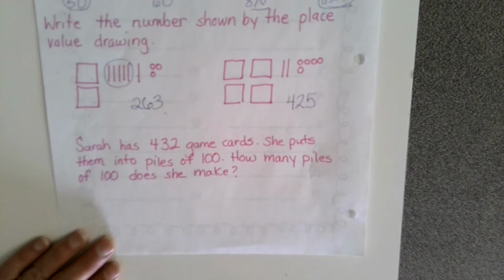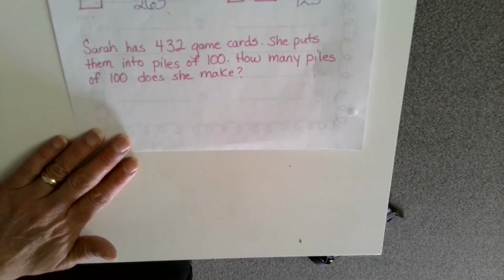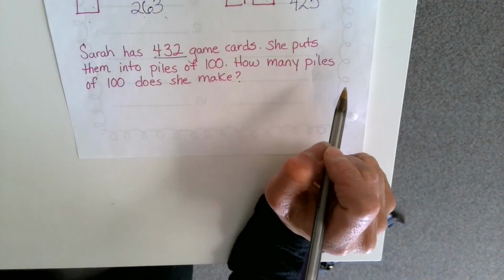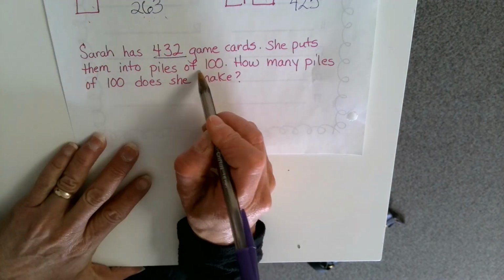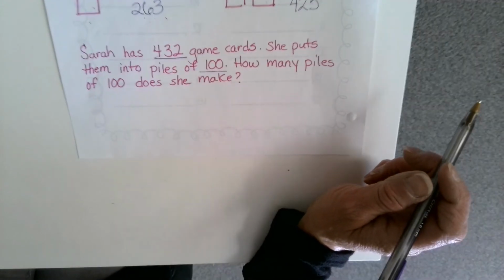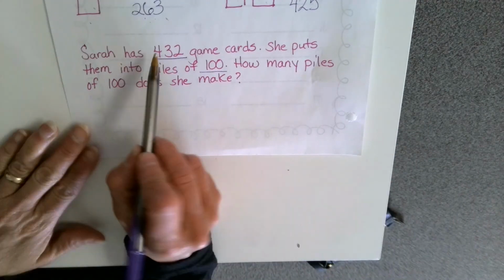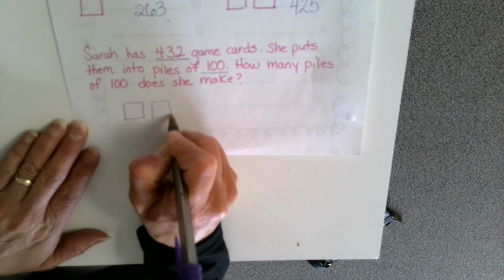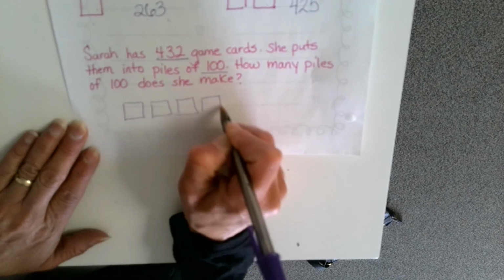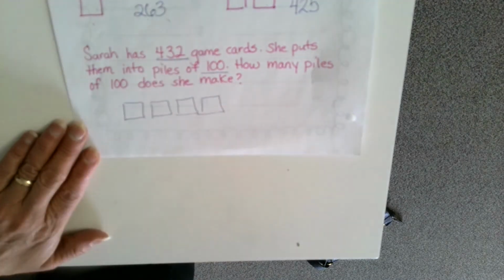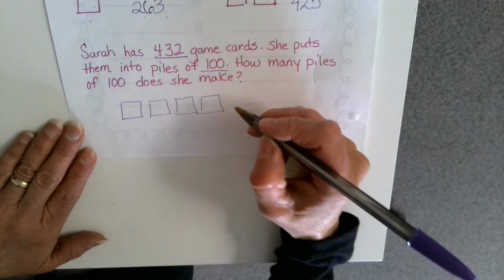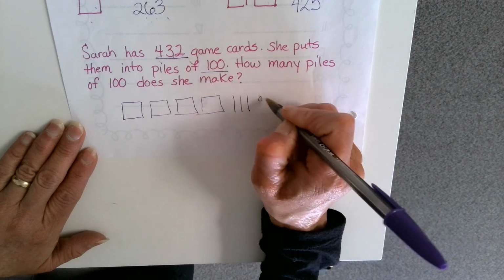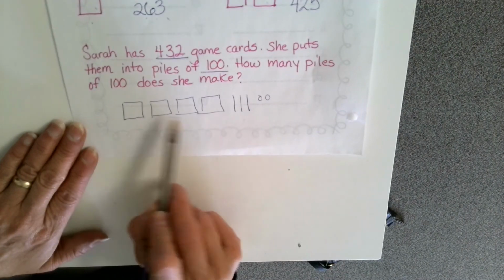You will also have problem solving. So here's an example of a problem you might see similar to this. Sarah has 432 game cards. I'm going to underline that because I know it's important. She puts them into piles of 100. How many piles of 100 does she make? I think I'll draw a picture to help me so I can visualize. There's 100, 200, 300. There's 400s in this number, game cards. 3 10s, 10, 20, 30, and 2 1s. So here's my place value drawing of 432.